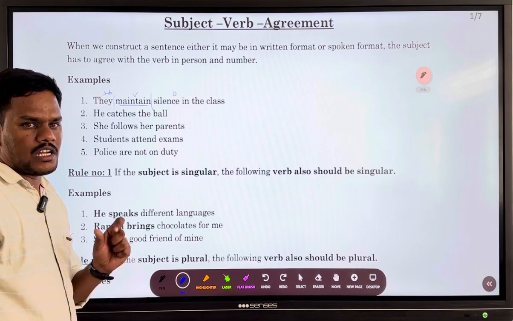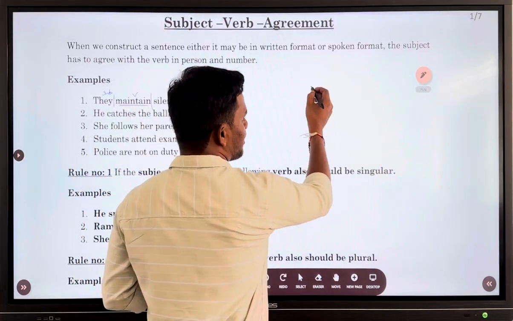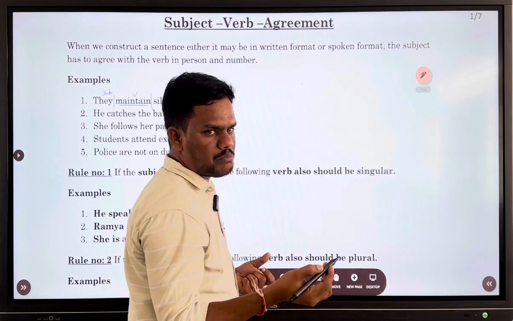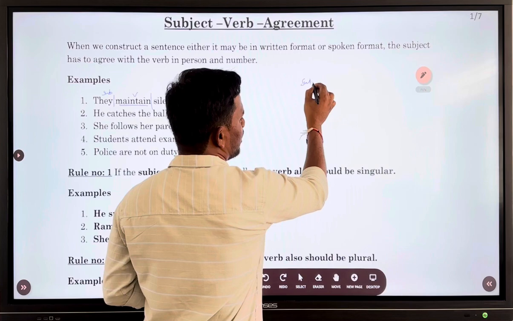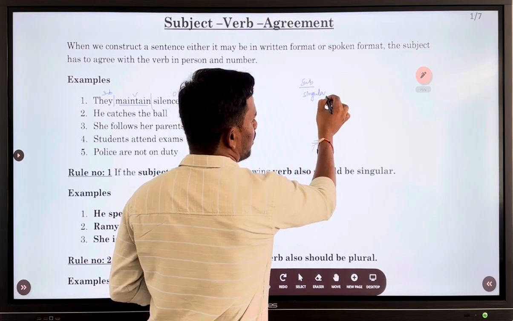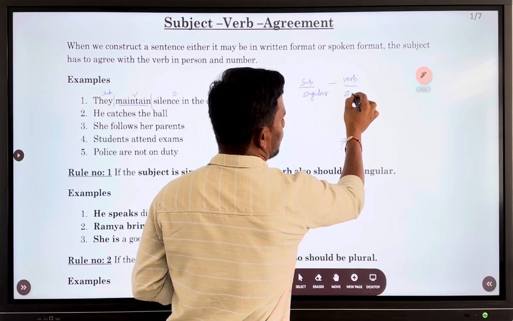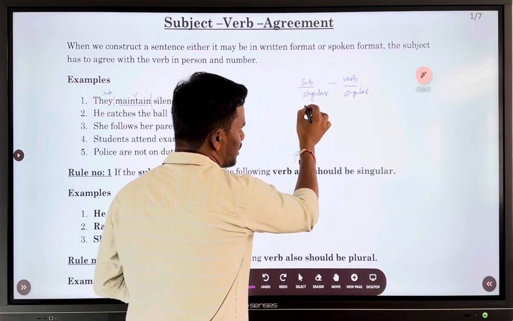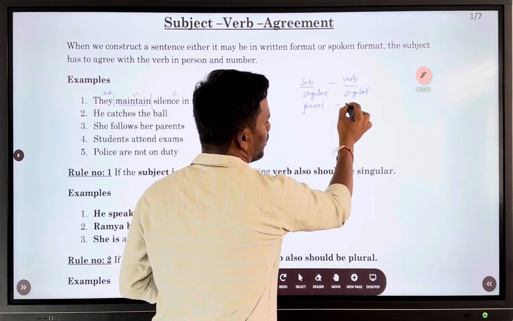First, the basic thing that we have to keep in mind while forming a sentence is that the relation between the subject and verb should be equal. Equal in the sense, if the subject is singular, the following verb also should be singular. If the subject is plural, even the following verb also should be plural.